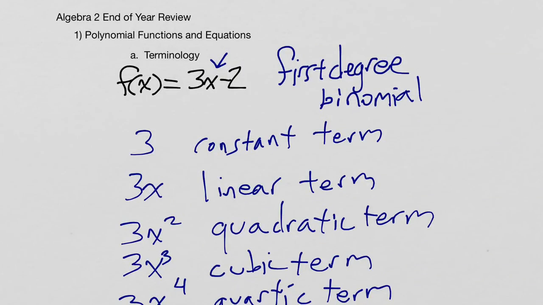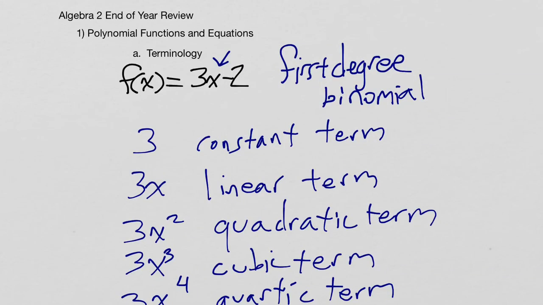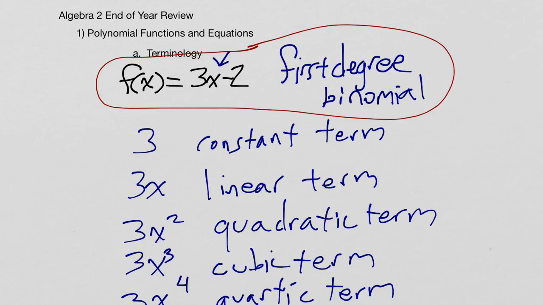So that's kind of like the end of our little lesson on terminology. Well, no, it's not quite the end. Let's finish up our lesson on terminology. So we know right now that this is going to be called a first degree binomial because we're looking at the degree of the variable and the number of terms, 1, 2. Okay, so let's look at one more.